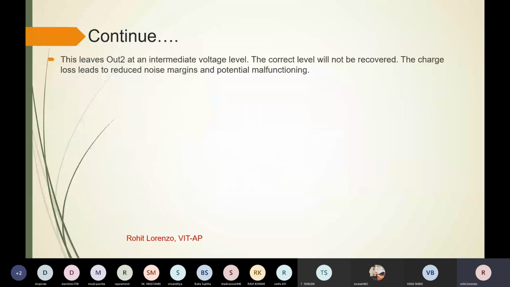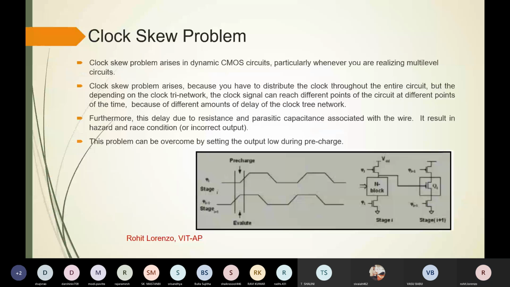Now there is another one, the clock skew problem. What is the clock skew problem? Clock skew arises in dynamic CMOS circuits, particularly when realizing multi-level circuits. The clock is distributed throughout the network, but depending on the clock network, it reaches different points at different points of time. This is the clock skew problem, and because of the different amount of delay in the clock tree network, there are problems. Delay related to resistance and parasitics associated with the wire also results in hazards. So it brings a hazard or race condition into the output.